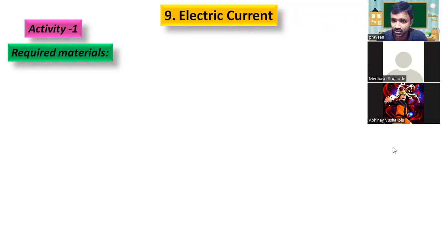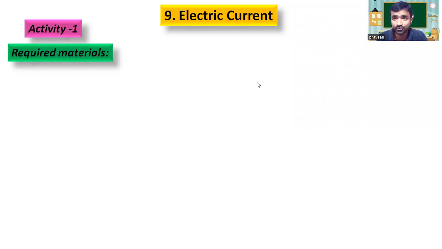Sir, what are the components required to make an electric circuit? Sir, bulb, wires, and battery. To make the circuit close or open, what electric component is required? That is a switch. Yes: bulb, battery, wires, switch, right? So these are the minimum required things.